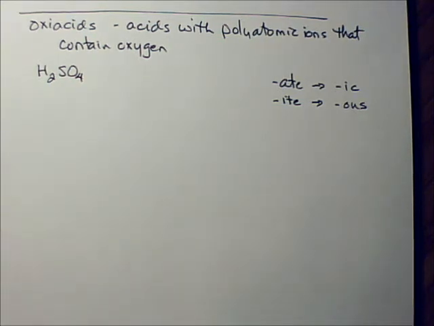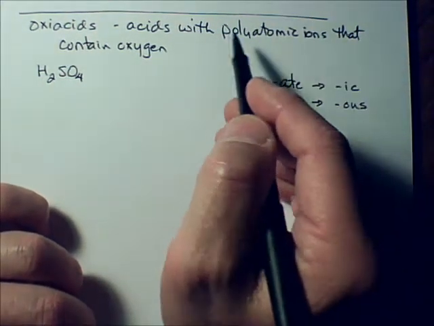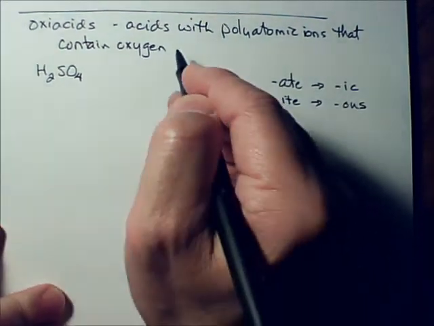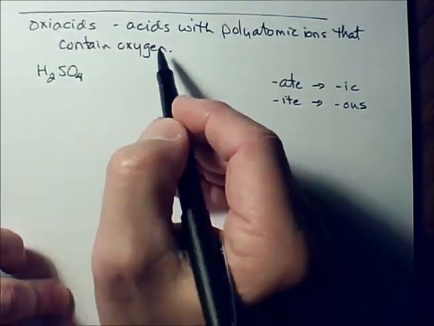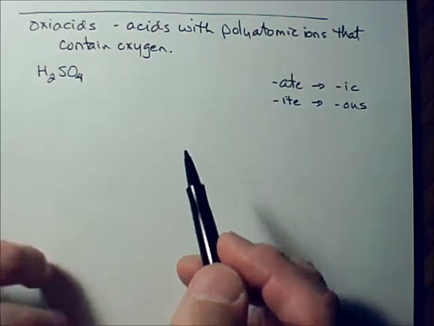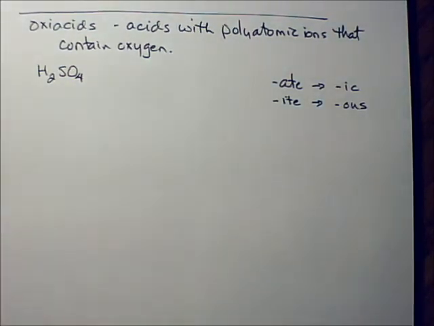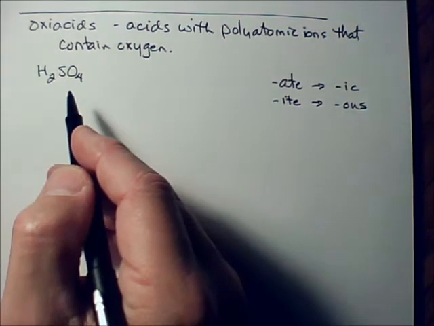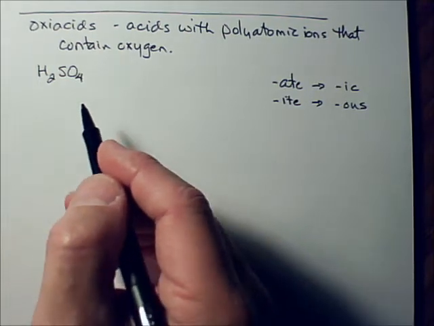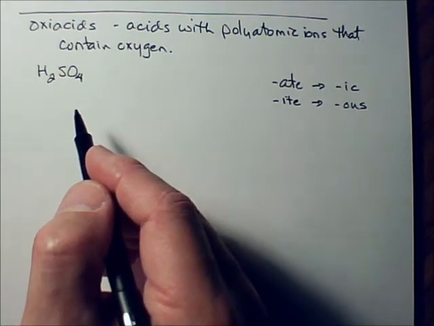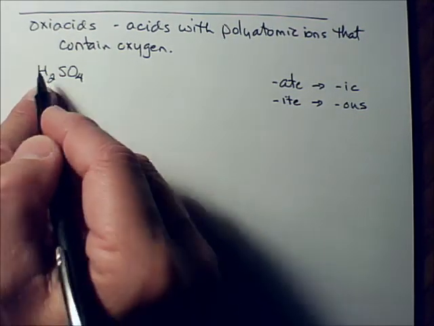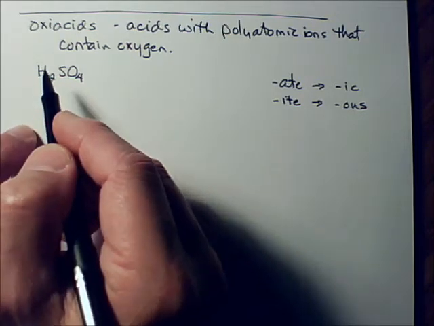The oxyacids almost always have polyatomic ions with oxygen in them. Oxyacids mean they contain oxygen, but almost always that's because it has a polyatomic ion. So let's look for this polyatomic ion here and name this like an ionic compound. Our rule is the same. We start by naming it like an ionic compound. So the first part of the name is still going to be hydrogen.